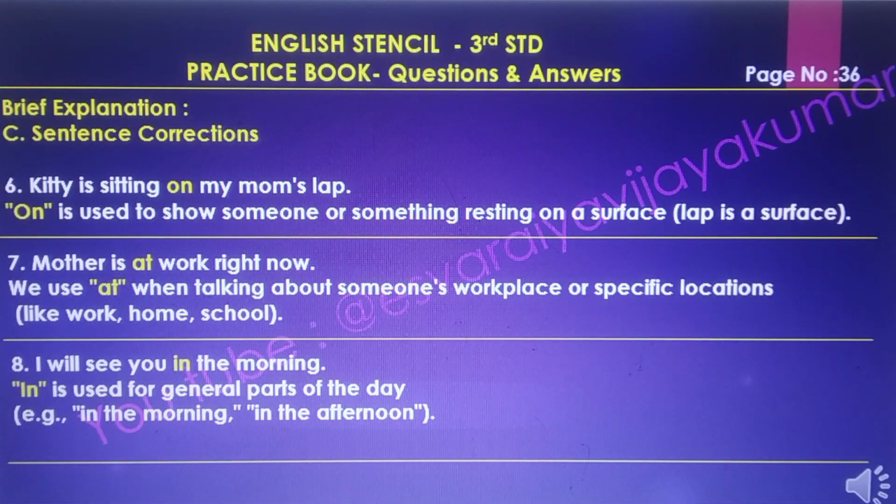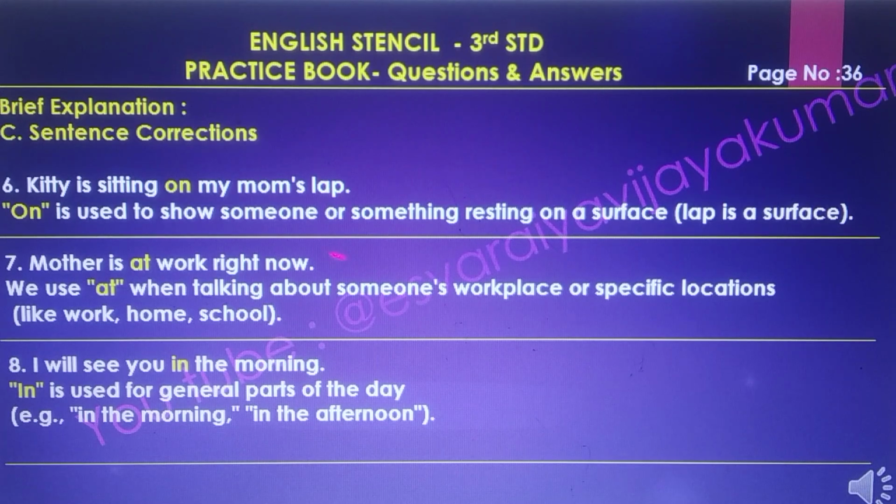And the sixth one: Kitty is sitting on my mom's lap. "On" is used to show someone or something resting on a surface. Lap is a surface. The mother is at work right now. We use "at" when talking about someone's workplace or specific locations like work, home, school.